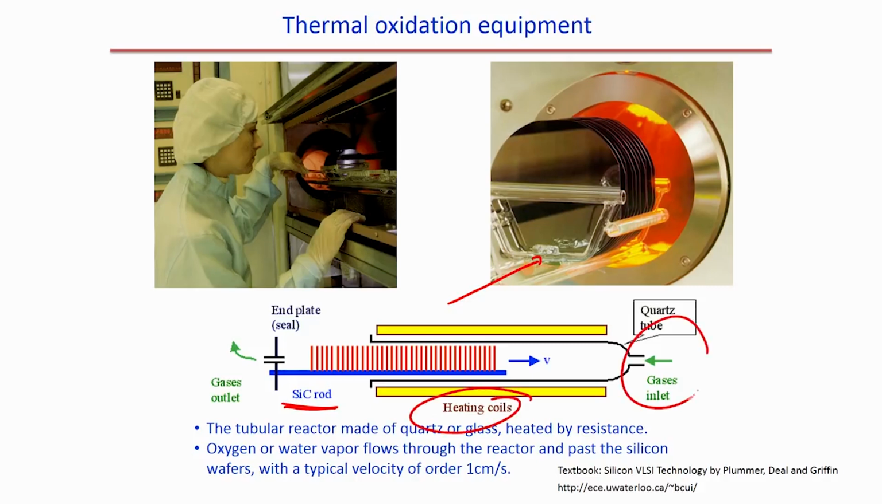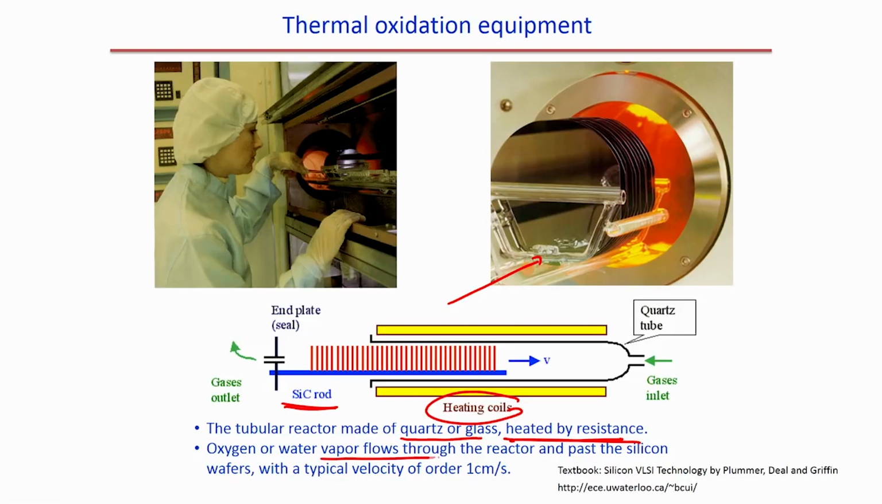You can have a gas inlet here, and this is generally a quartz tube. Quartz can take very high temperature. So, you can see here the tubular reactor made out of quartz or glass heated by the resistance. Resistance is nothing but your heating coils.